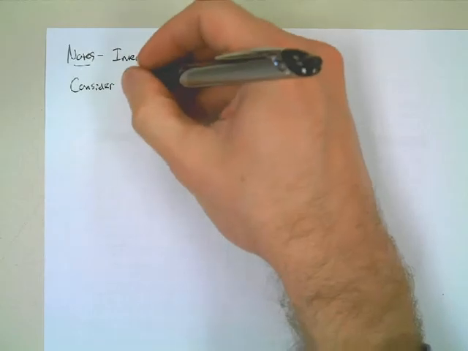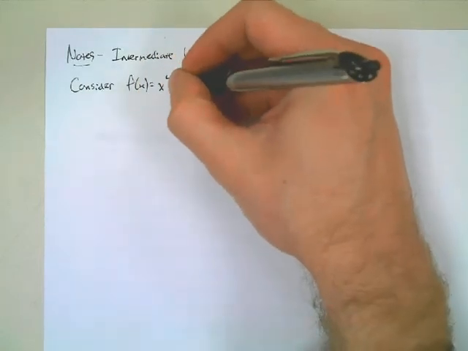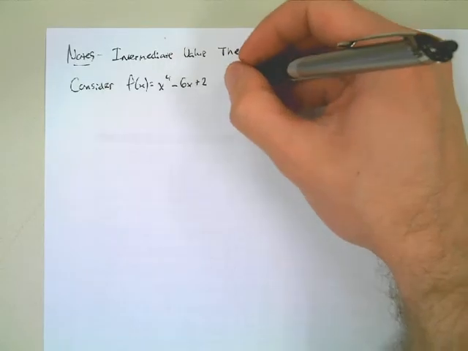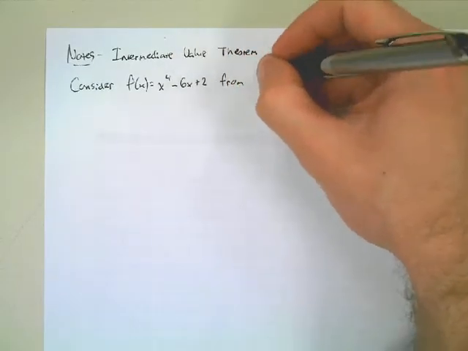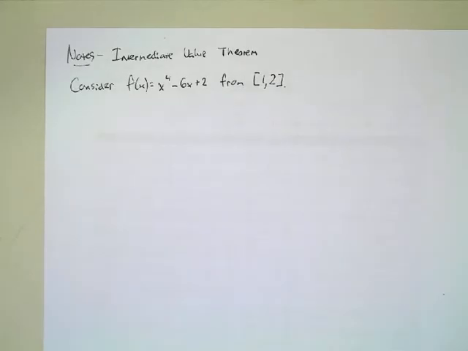So consider f of x equal to the polynomial function x to the fourth minus 6x plus 2, and we're only going to consider it on a particular interval, 1 to 2. Because the intermediate value theorem is over an interval, on a closed interval. So that's why we're starting on a closed interval here too.